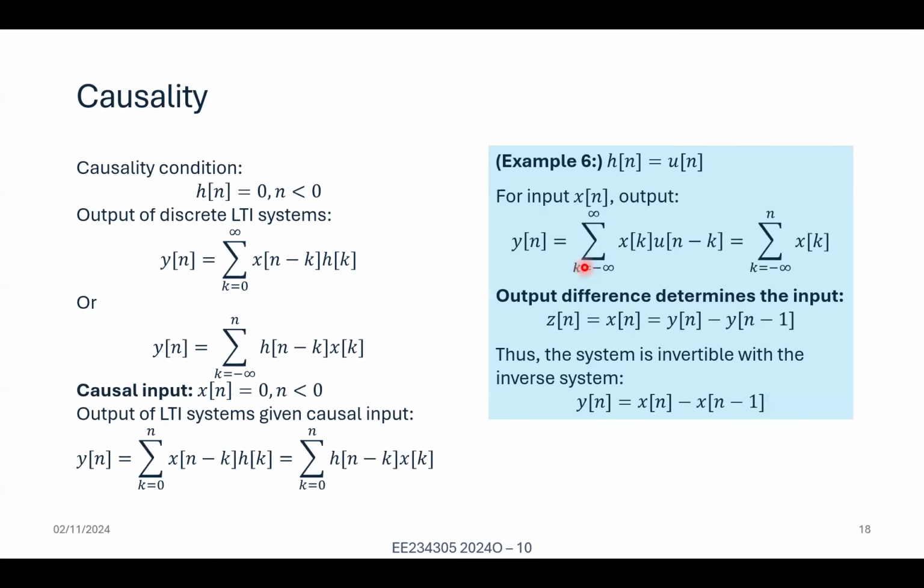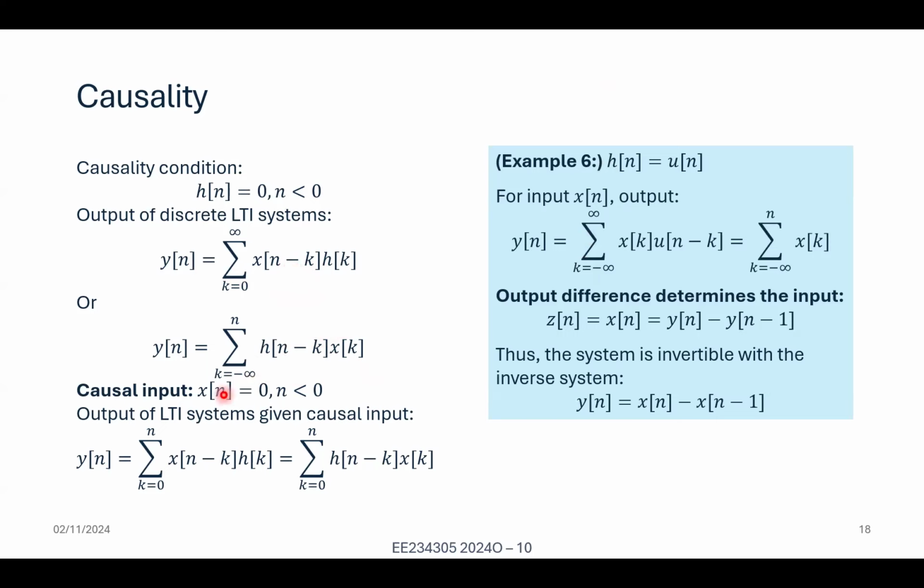So the next properties is the causality. So causality condition here means that hn is 0 for negative n. So hn equals 0 for n negative. The output of the discrete LTI systems here, yn is the sum of the xn minus k times hk, or the yn here, we can of course flip this, hn minus k times hk. So that's the same.